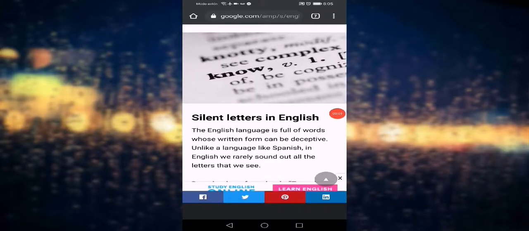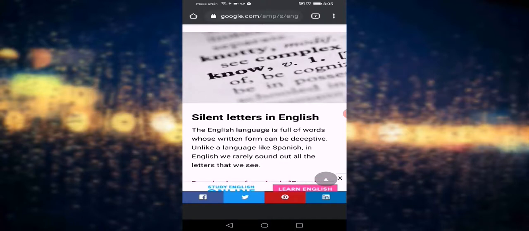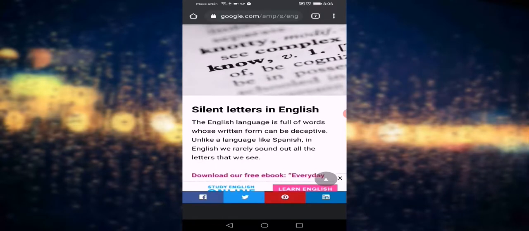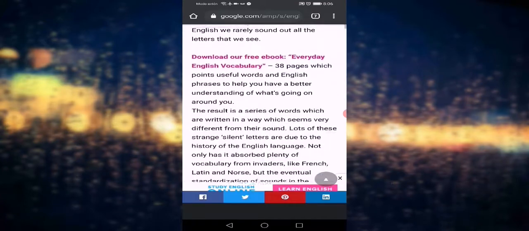Hello guys, today I'm going to talk about silent letters in English. This is a very important topic because if we don't know how to recognize and how to read some of the words, we will give an incorrect definition and we can confuse ourselves. We got to know that the English language is full of words whose written form can be deceptive. Unlike a language like Spanish, in English we rarely sound out all the letters that we see.